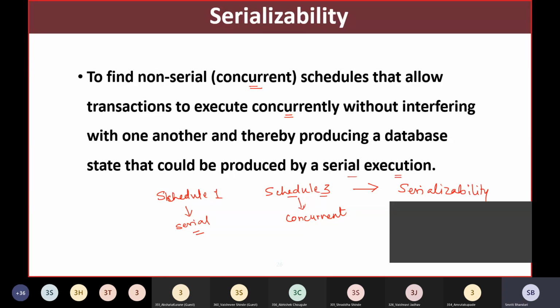What we mean by serializability? Once again, I am repeating, to find concurrent schedules that allow transactions to execute concurrently without interfering with one another and thereby producing a database state that could be produced by a serial execution.